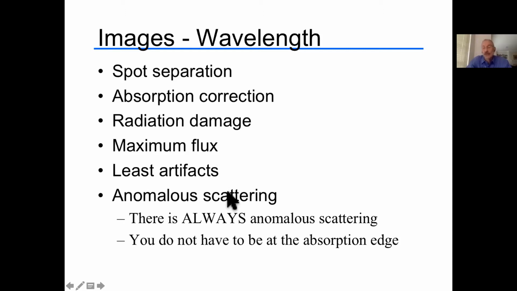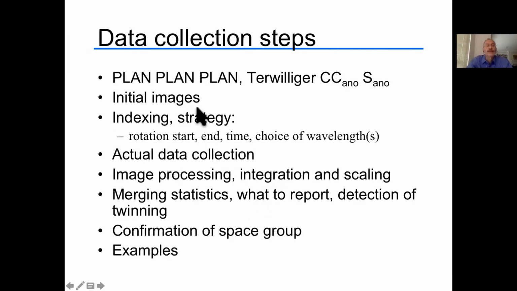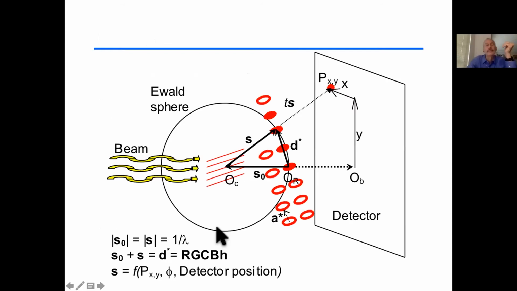And if you're trying to look for an anomalous scattering signal, well, first of all, I'm going to say it until I die, there's always an anomalous scattering, just whether you can measure it or not. You do not have to be at the absorption edge to measure an anomalous scattering signal, and more on that later. The steps are plan everything, and you might look at Tom Terwilliger's paper on CC ANO and S ANO. Once again, initial images, index, collect the data, process the data, do the merging statistics, confirm the space group.